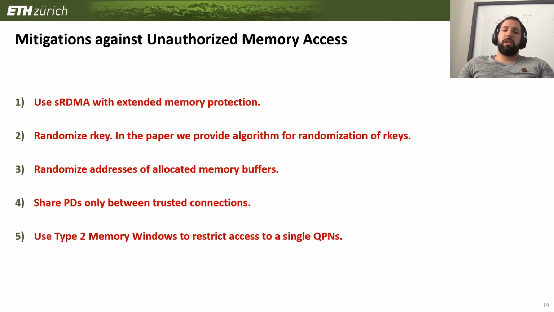To mitigate such attacks, we can use sRDMA again. In this paper, they propose some extended memory protection. This would help here. Also, randomizing the R key would be of great value, and in the paper, we provide an algorithm for randomization of R keys. Then the addresses of those buffers could be randomized. This would make this fifth step way more secure. Also, protection domains should only be shared between trusted connections and not between all connections on the same host. And we can also use type 2 memory windows, which restrict access to a certain memory window to a single QPN.